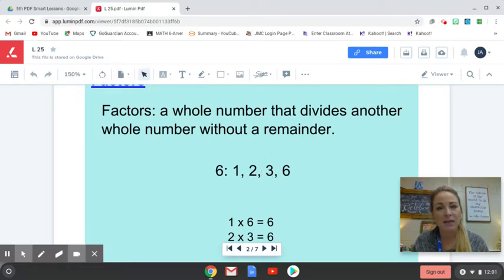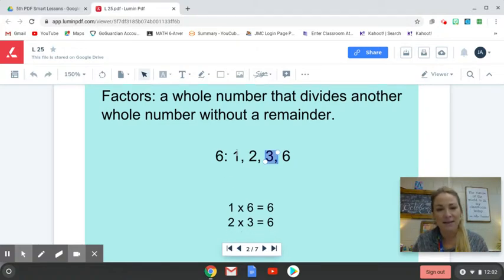And then I would actually keep going. Let's talk about 3. We're moving on to the next counting number. Can 3 go into 6? Yes, it can. But we've already written it up here, so we're done. We're not going to write any more. When we get to a point where a number has already been listed as a factor for the number we're talking about, we're all done. So these, in fact, are the factors of 6. 1, 2, 3, and 6 are all factors of 6.